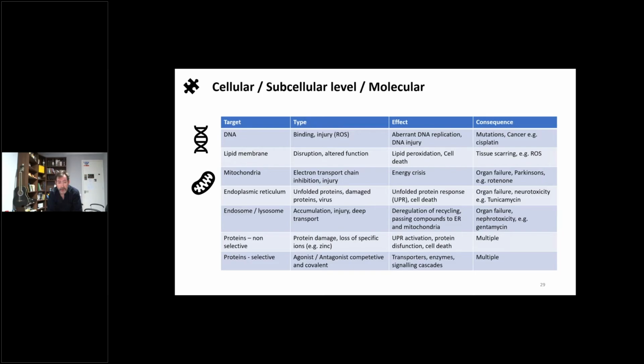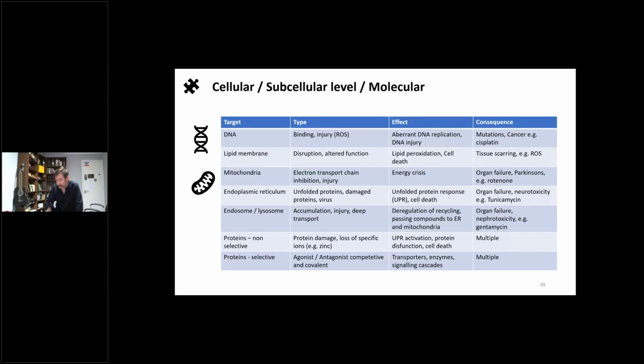Okay, so I won't go into depth anymore on these slides, but these are all the cellular targets that you can hit, like DNA, lipid membrane, mitochondria, and they all have a specific consequence to the cell. Let's just stop with DNA. So a chemical can bind DNA, and that's not good, but it can also injure it by causing reactive oxygen species, and the DNA gets damaged, and the cell can try and fix it with the p53 pathway, but the effect anyway is aberrant DNA replication and DNA injury, and then this of course can cause mutations and can cause cancer.